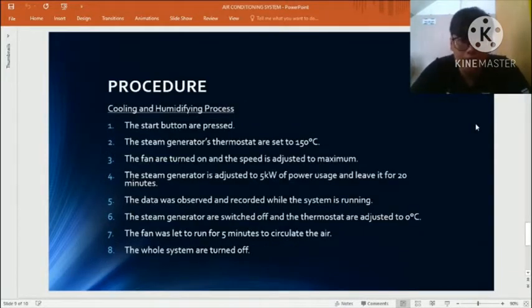Next is the procedure for the cooling and humidifying process. The first one is to press the start button, and second, the steam generator's thermostat is set to 150 degrees Celsius. The fans are turned on and the speed is adjusted to maximum. The steam generator is adjusted to 5 kilowatts of power usage and left for 20 minutes. The data is observed and recorded while the system is running. Six, the steam generator is switched off and the thermostat is adjusted to 0 degrees Celsius. And the fans are left to run for 5 minutes to circulate the air and the whole system is turned off.